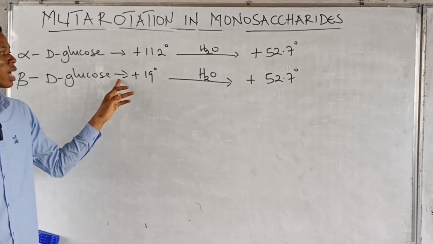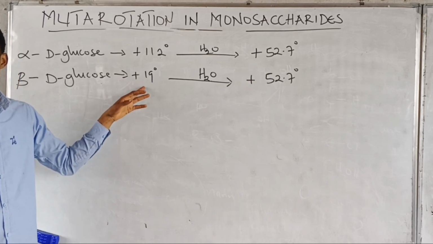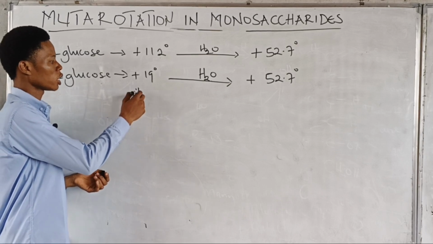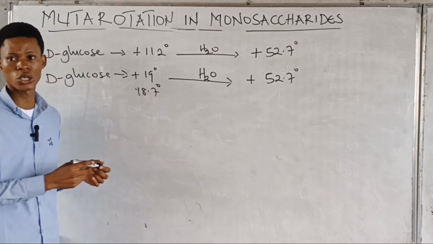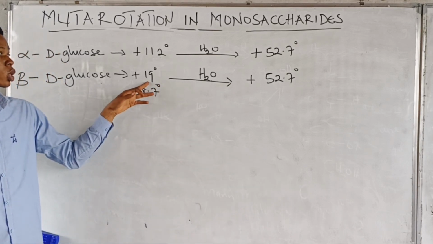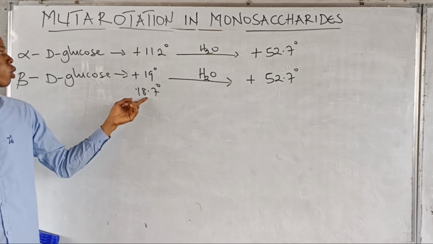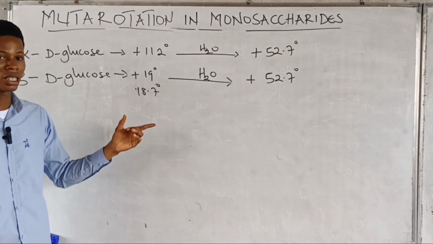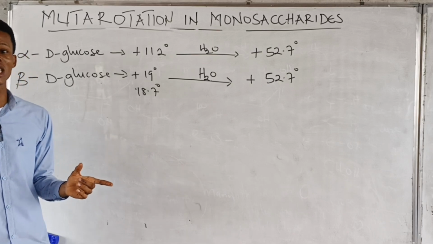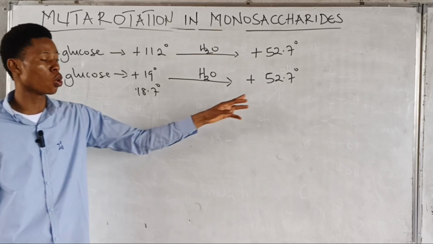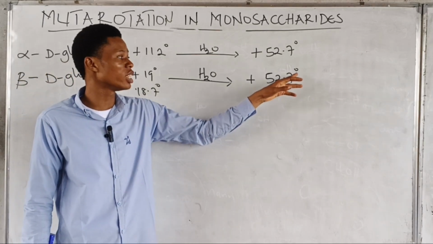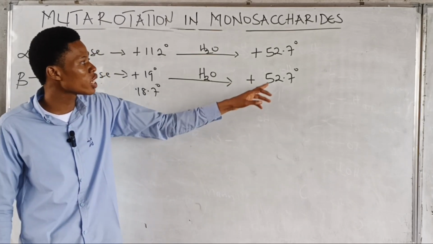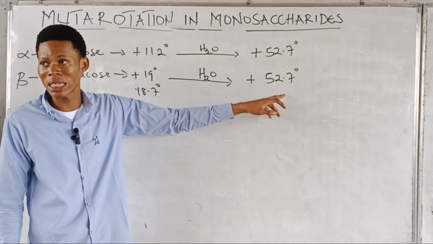But now, beta D glucose rotates at an angle of 19. That is an approximated value; it's supposed to be 18.7 degrees, but we round it up to 19. Now, if you dissolve beta D glucose in water, the angle of rotation gradually changes to 52.7 degrees. Is it increasing or decreasing? And you see that this is the same as this, right?